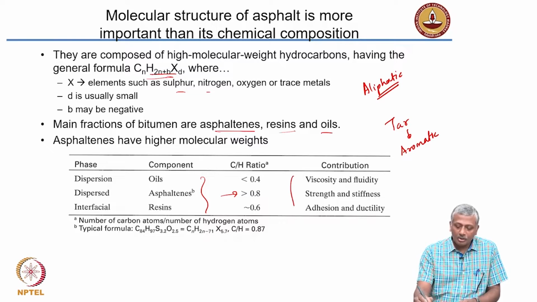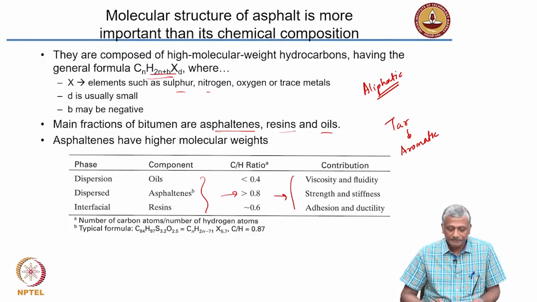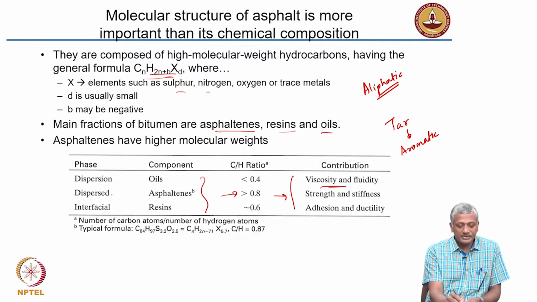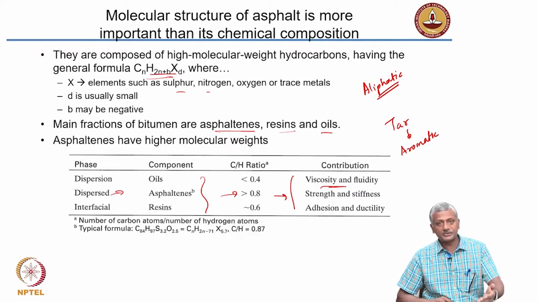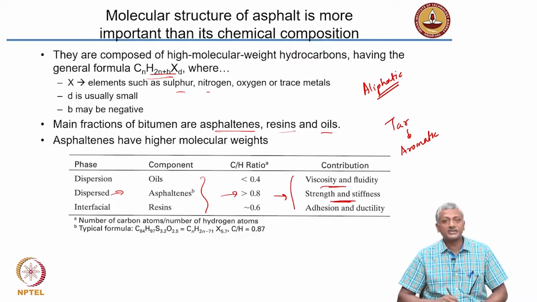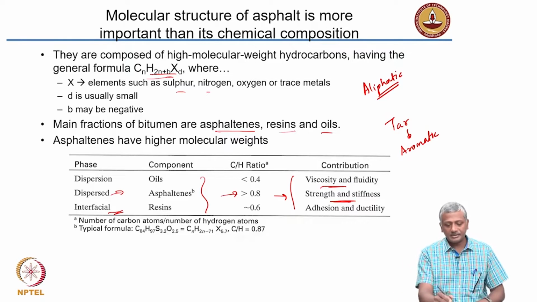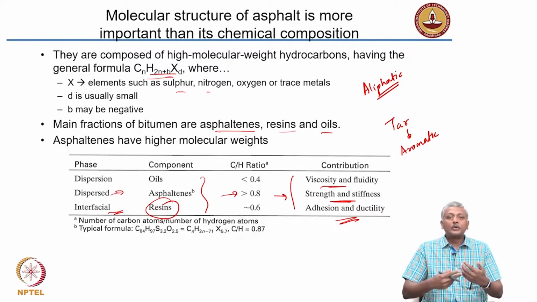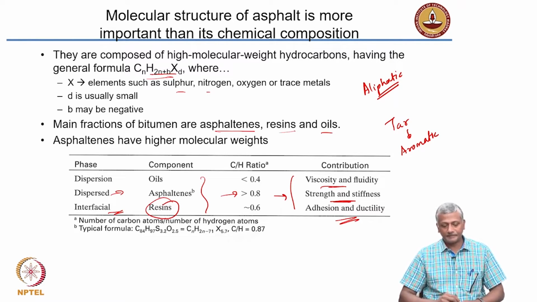And what are these contributing towards as far as the asphalt is concerned? So for example, you have the dispersing phase, that is the oils, which are responsible for fluidity and viscosity. You have the dispersed phase. Remember, we also talked about particulate composites. You have a dispersed phase and a continuous phase. So a continuous phase is the dispersion of the oil in this case. The dispersed phase is your asphaltene, okay. Here they are responsible for the strength and stiffness of the asphalt. An interfacial phase, that is between the asphaltenes and the oil, these are the resins and these are responsible for the adhesion and ductility of the asphalt, okay. So asphalt looks like a uniformly black material, but it's actually composed of several different components which need to be understood carefully.